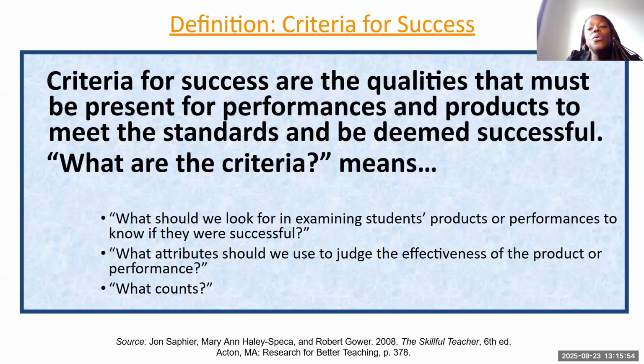So criteria for success tells you what the most important attributes are for what they're going to be completing. And so it helps you judge the effectiveness of the product or the performance. The criteria for success is what counts. Your name on the paper is not necessarily what counts. What the content is counts. Now, you can say your name is on the paper for the criteria for success, but we know that's not where the grade comes from. It just helps us figure out whose paper it is, right?